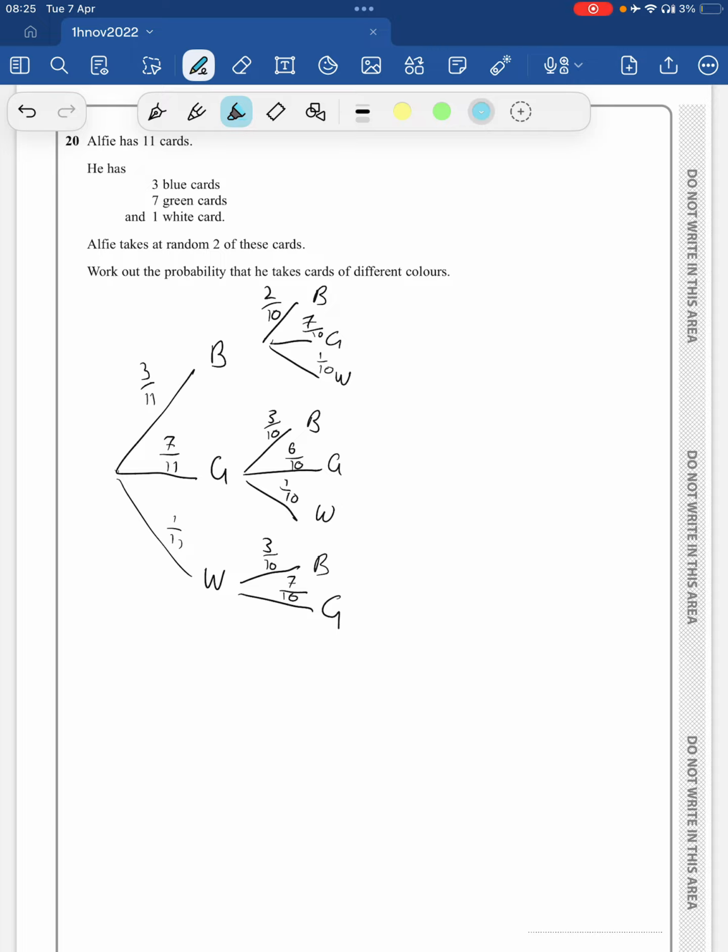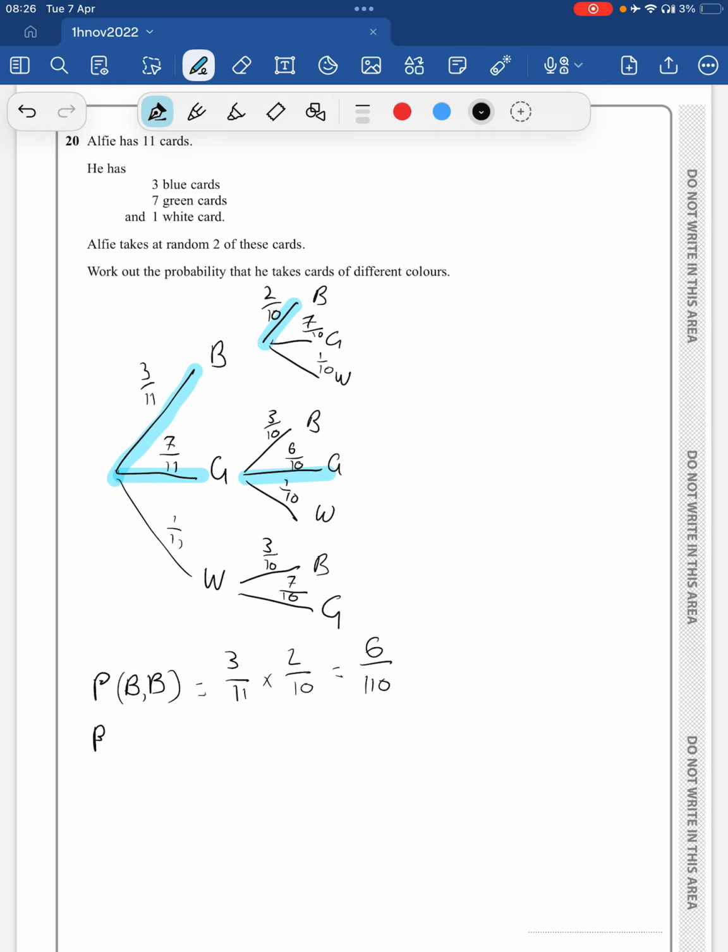Well, we're trying to work out what the probability is that he chooses different cards. So what is the probability he chooses the same card? Because I've only got two ways he can do it. You can't choose the same white card twice. So we can say the probability of blue and blue is going to be equal to 3/11 times 2/10 equals 6 out of 110.